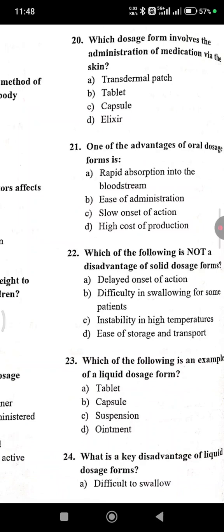Let's go for question number 22. Which of the following is not a disadvantage of solid dosage forms? The answer is option D, ease of storage and transport.